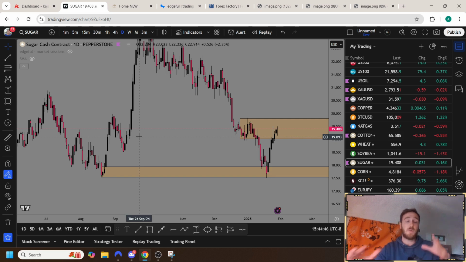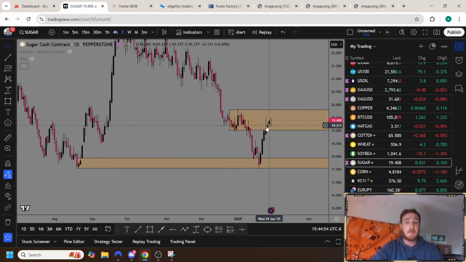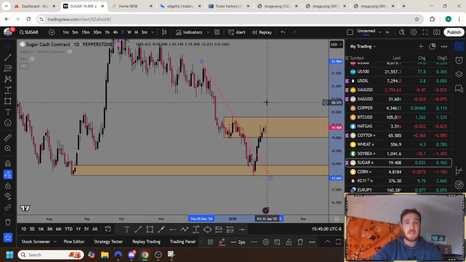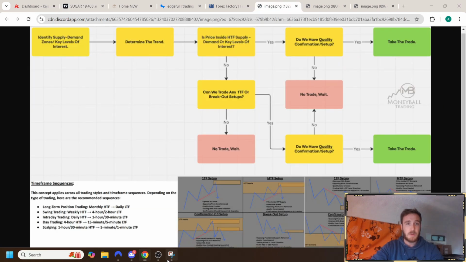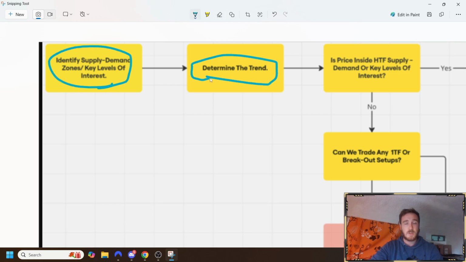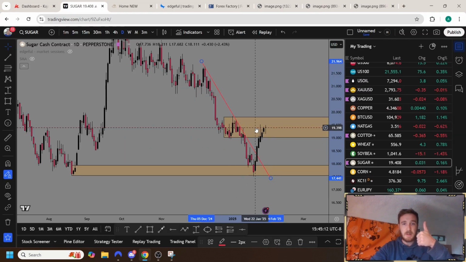You want to look at a higher time frame to see where areas of buyers or sellers are stepping in. So in this case, we have price coming back up into an area of daily supply, and we need to determine the trend, right? So this is the second thing that we need to do. We go over here, identify key levels of supply and demand zones, and determine the trend. So we have just drawn out our areas of higher time frame supply and demand zones and determined the trend.